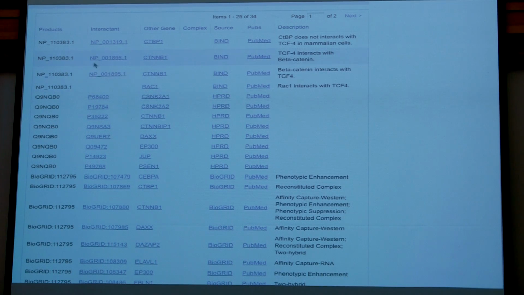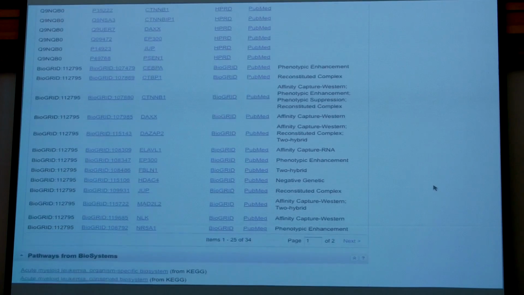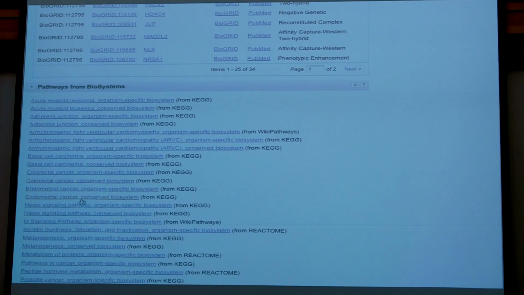So this is the protein, and it interacts with this other protein, and this is the evidence for it, and some little comments about what's going on, or what the evidence was for it, lots of those. Here are all the pathways that it plays a role in. Should take a look at one of these pathways.